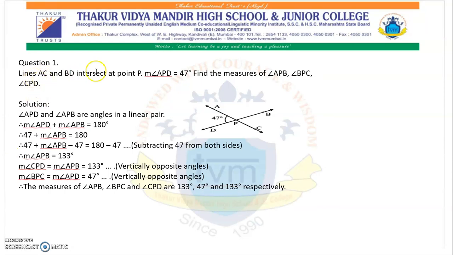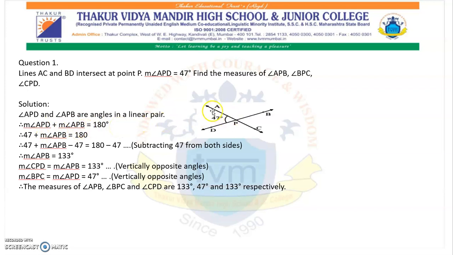First question: line AC and BD intersect at point P. Measure of angle APD is given as 47 degrees. Find the measure of angle APB, angle BPC and angle CPD. Angle APD and angle APB are angles in a linear pair. We know that the sum of the measures of angles in a linear pair is equal to what? 180 degrees. Therefore, measure of angle APD plus measure of angle APB equals 180 degrees.